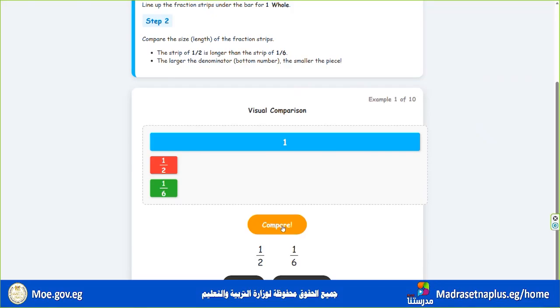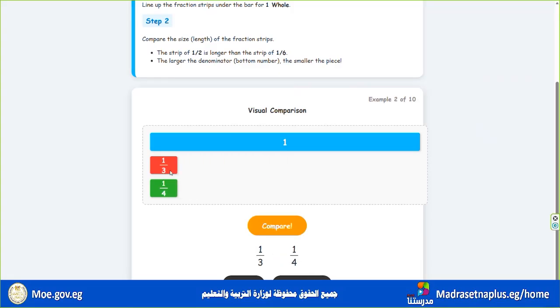Okay, let's compare. So this is what you can see. This is 1/2 in red, 1/6 in green, which is larger? By using models, the blue one is 1 whole. 1/2 is greater than 1/6.